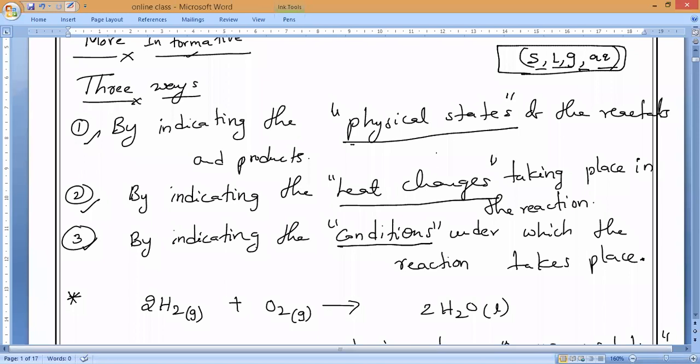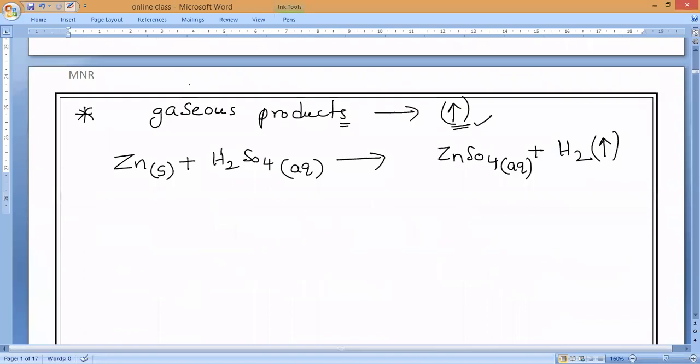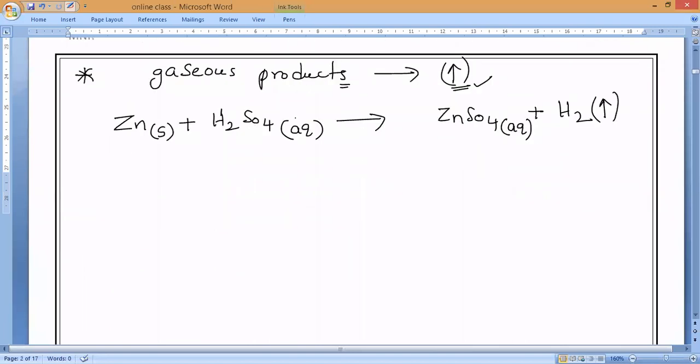So now we are studying physical state alone. Examples of physical state alone we are studying. This is the formation of water. This is calcium hydroxide. Next, zinc. Everything we are studying is only physical state.